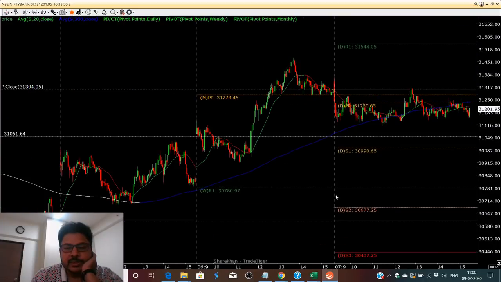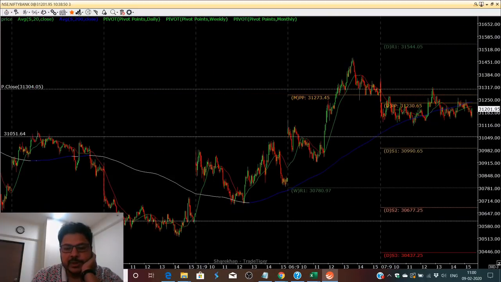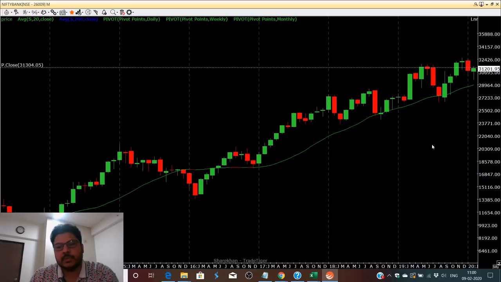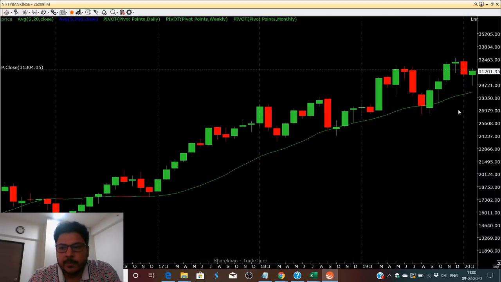Now let's understand the pivot points. For better understanding, I have mapped this for you. You can see this is monthly. So there is a monthly pivot here.